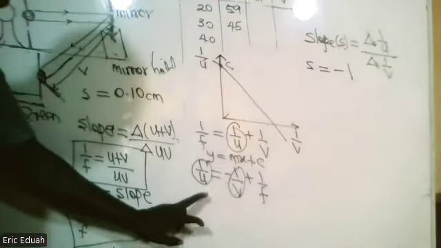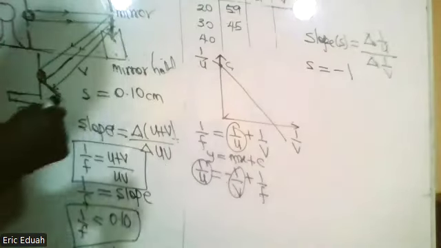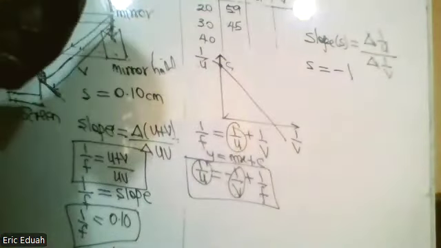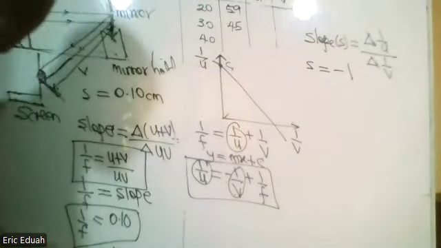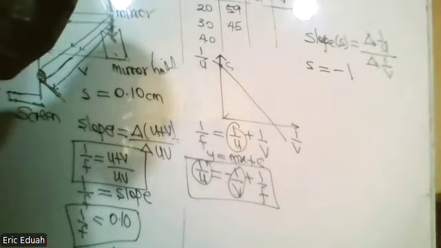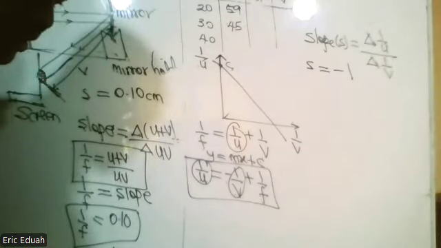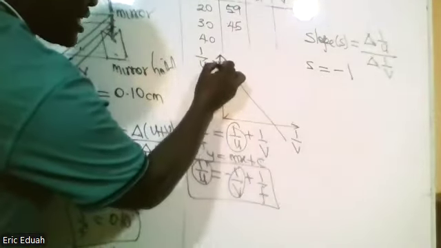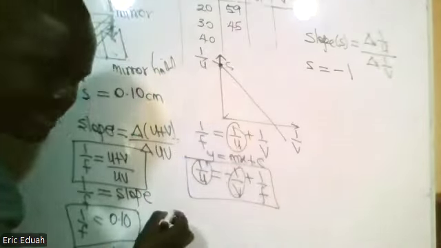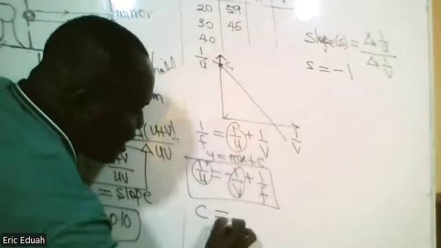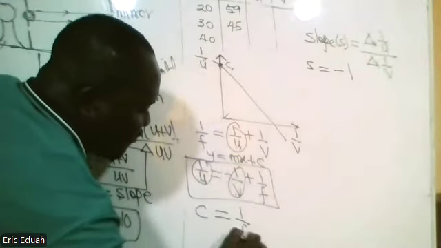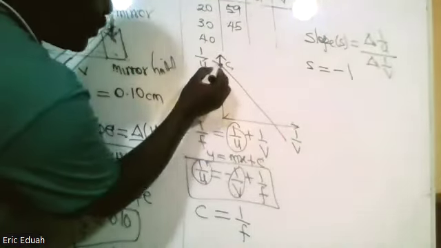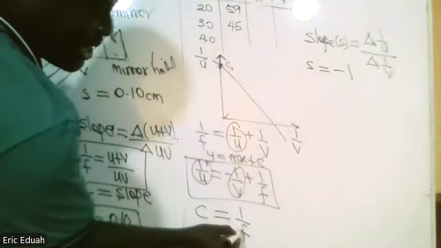So when you compare this equation and the equation of a straight line, we put the intercept on the vertical axis c. c must be equal to 1 over f. Meaning that from the graph, when you're able to read c, you can easily find f.